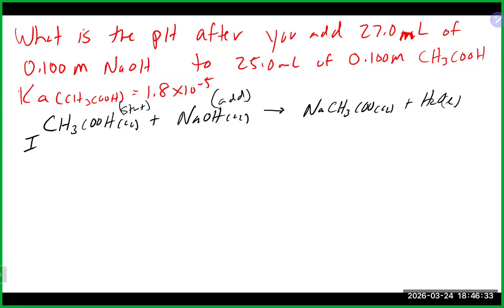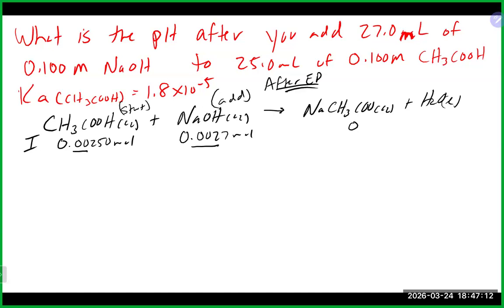Again, converting our volume into liters, 0.025 liters for our 25 milliliters times 0.1 gives us 0.0025 moles to start with. For our sodium hydroxide, also converting 27 milliliters into liters, 0.027 times 0.1 gives us 0.0027 moles, and 0 here. At this point, you should recognize that you have more moles of what you're adding than what you're starting with. So you are after the equivalence point for sure.